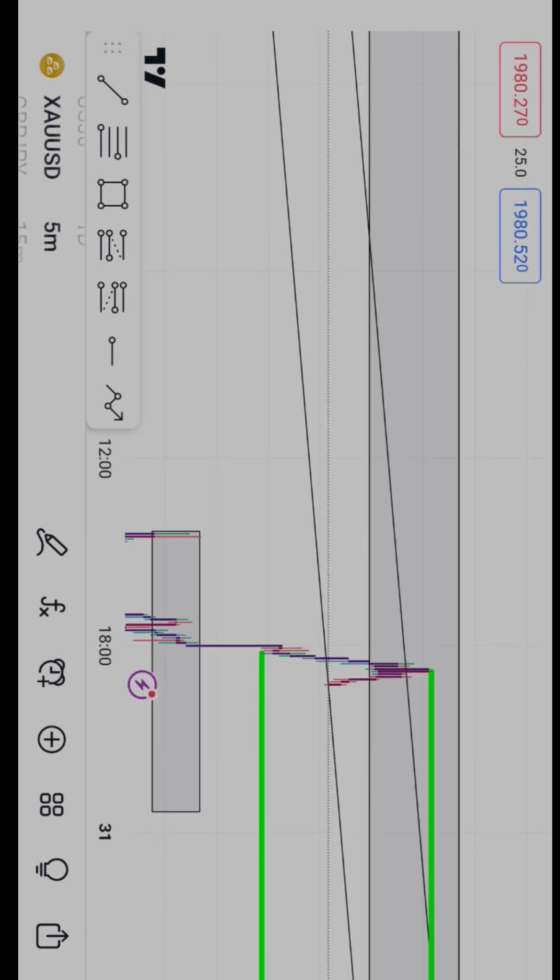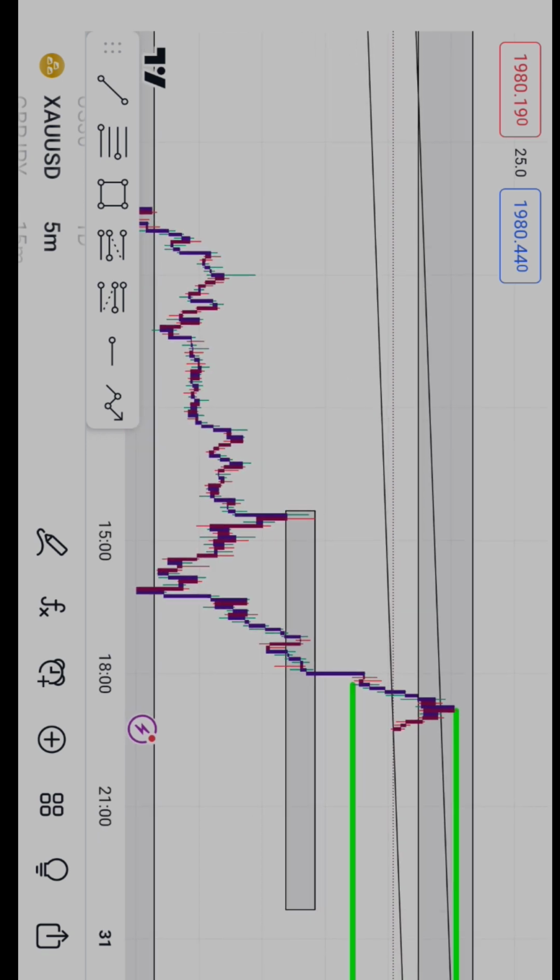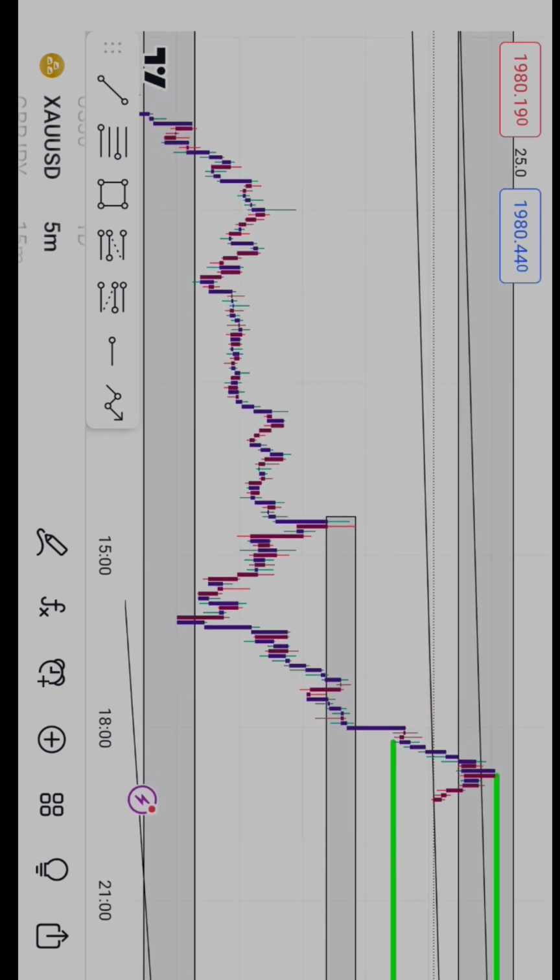So guys, that's my interpretation. That's how I interpret gold to move. That's what I'm looking for on gold.